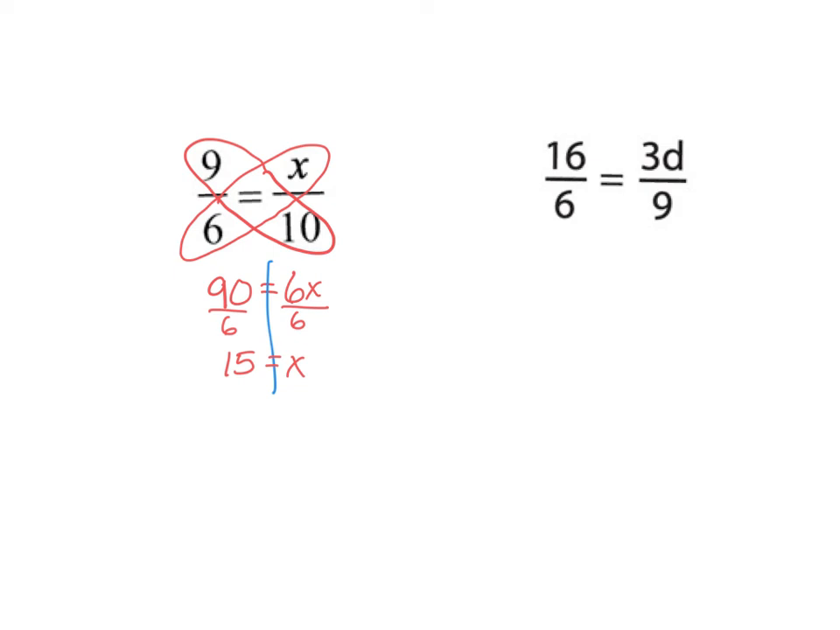16 to 6 is equal to 3d to 9. And I do not know exactly how to approach this as far as just using one rule. But I do know I can use cross multiplication. So I'm going to do that. That means diagonally, I'm going to multiply 16 times 9. And that is 144.